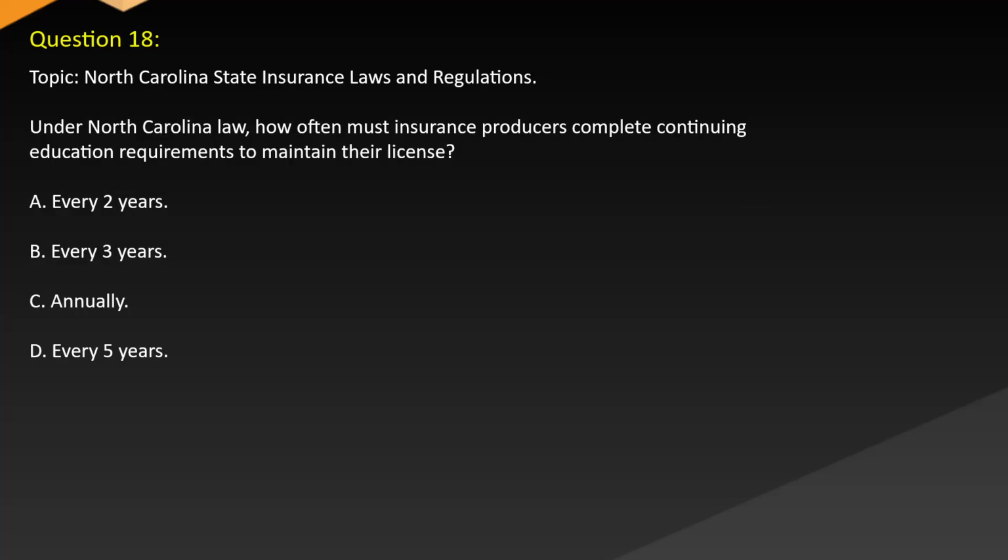Question 18. Topic: North Carolina state insurance laws and regulations. Under North Carolina law, how often must insurance producers complete continuing education requirements to maintain their license? A. Every 2 years. B. Every 3 years. C. Annually. D. Every 5 years.